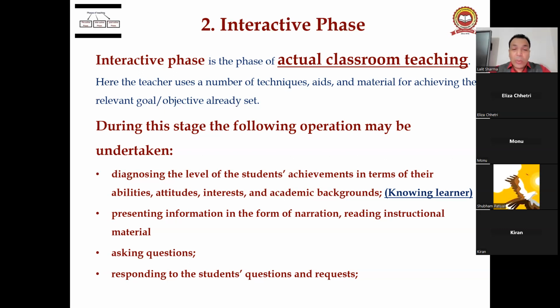So ये देखो, what is written? Okay, again we read this line. Diagnosing the level of students' achievement in terms of their abilities, attitudes, interest, academic background. Again, sab saari cheezein means you should know the attitude of the student. You should know the aptitude of the student. You should know the intelligence level of the student. You should know the growth and development of the student. You should know the creativity of the student. Right? So everything it includes.